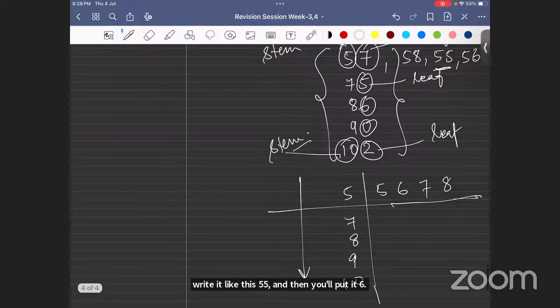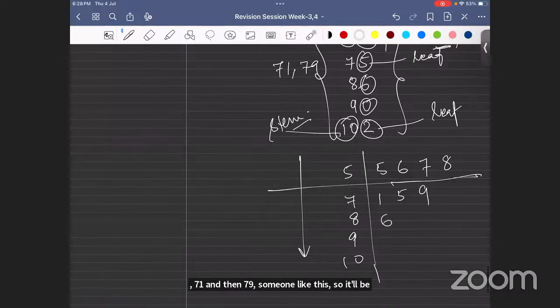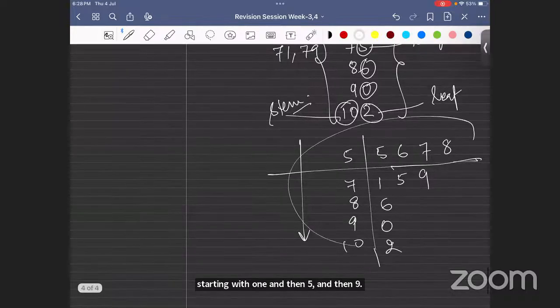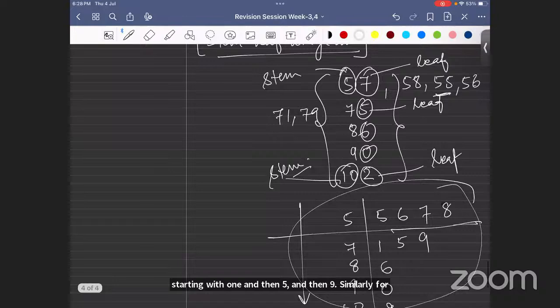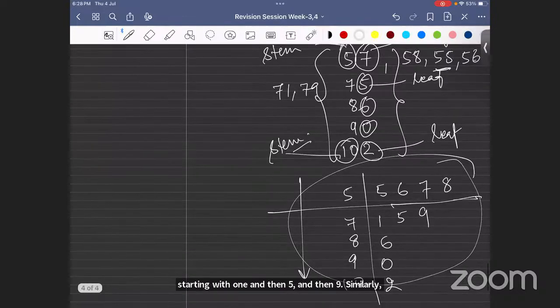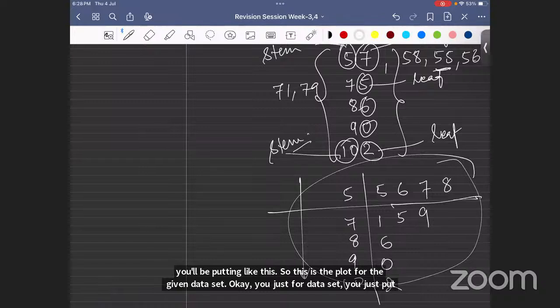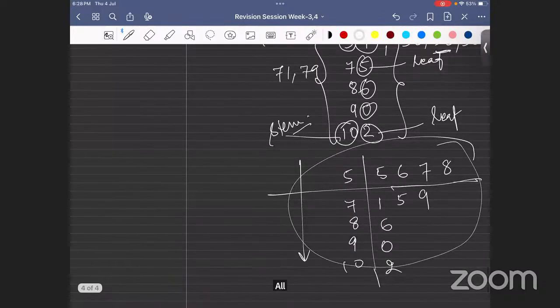Similarly for 75 also, if you have a data set like 71 and then 79, you'll be starting with 1, then 5, and then 9. Similarly for 86, you put 86, 90, and then for 102 you put it like this. So this is the stem and leaf plot for the given data set. You divide all the data into stem and leaf, and then in the plot you put all the stems in ascending order and then the leaves in ascending order.